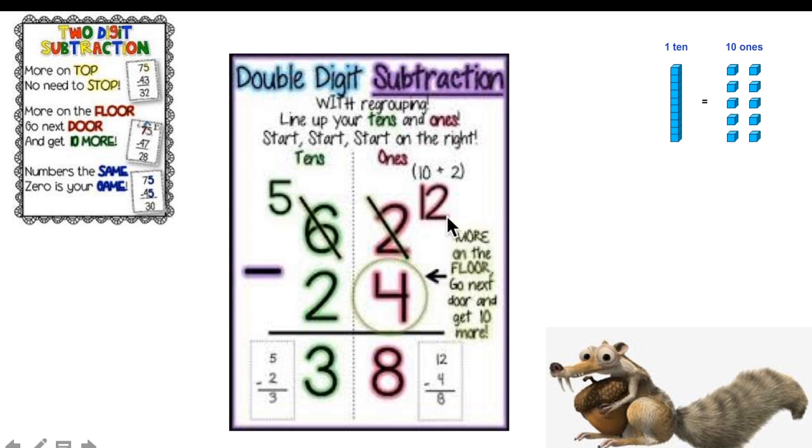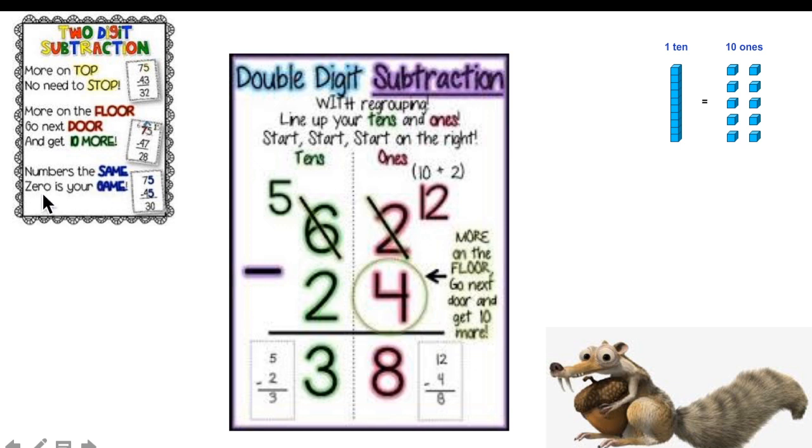Now we have big number enough because 12 take away 4 will be 8. But because the tens gave me one group of 10, they will have one group of 10 less. They will not have 6 tens anymore. They will have 5 tens only. And now they will have 5 tens minus 2 tens. 5 minus 2 equals 3. So, more on top, no need to stop. More on the floor, go next door and get 10 more.